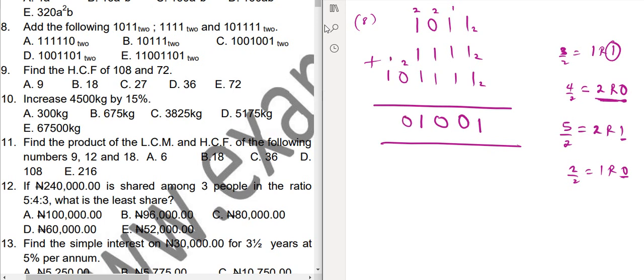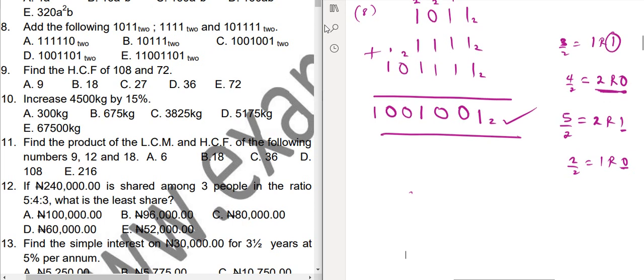1 plus 1, 2. What's 2 in base 2? 1 remainder 0. So write down 0, carry the 1. So that's the answer. Option what? Option D. No, option C. Yes, option C. Okay.